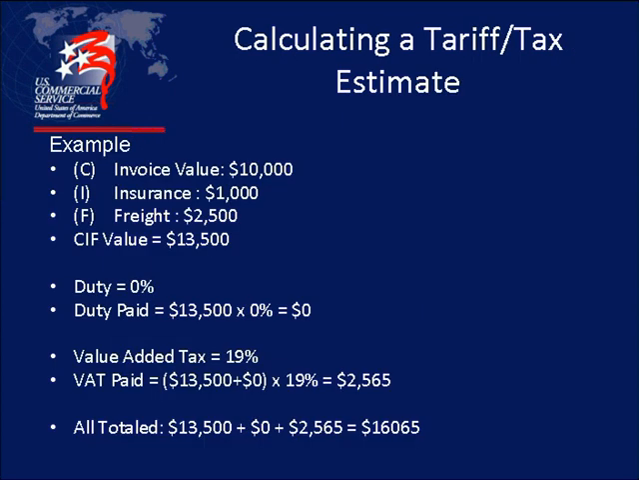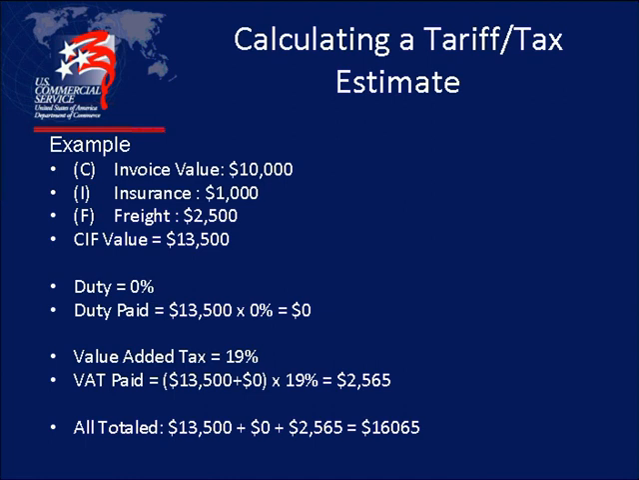Okay, so let's estimate how to do this now. We're going to calculate the tariff and tax in a pretend kind of situation. Let's say the invoice value is $10,000, a nice tidy sum for the solar panels, and the insurance is $1,000, and the freight is $2,500. And so your CIF value, your cost plus insurance plus freight, equals $13,500.